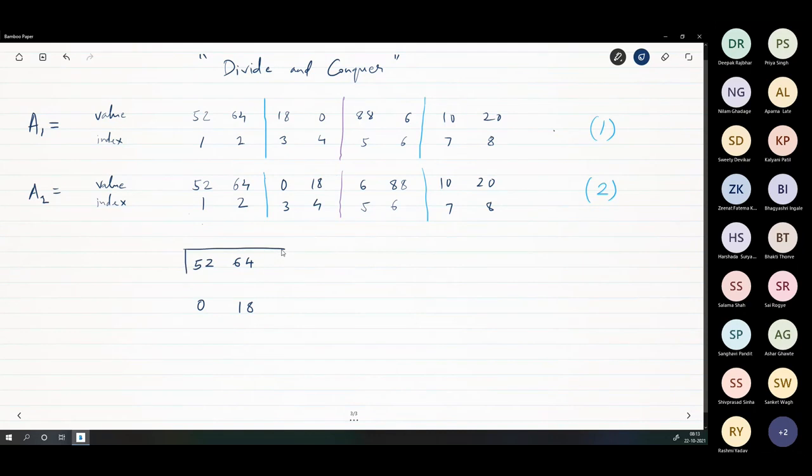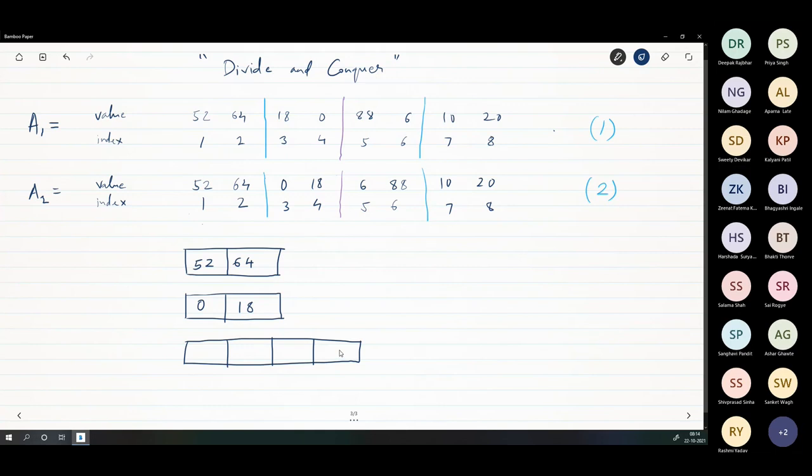So let me draw it. Is that okay? The index can be seen. I'm not repeating it again. Now both of these arrays are sorted, and you want to make a new array of length 4 involving only these 4 elements such that this is also sorted. Is that correct? Is that what we are trying to do? Yes, sir. Okay.